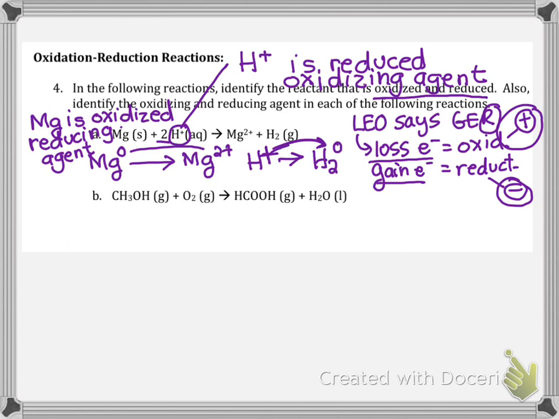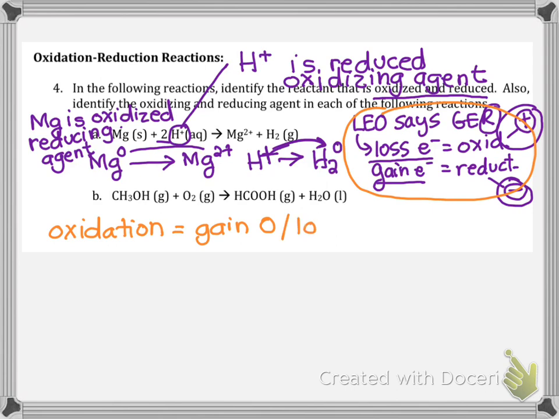Now, if I'm looking at example B, I don't see any charges. And when you don't see any charges, you can't use LEO says GER, so this isn't going to work. You have to see charges. So the second definition has to do with oxygens and hydrogens. Oxidation, and I think of oxygen, means that something gains oxygen and/or loses hydrogen. And if you're reduced, you're the opposite of that. That would mean you'd lose oxygen or gain hydrogen.